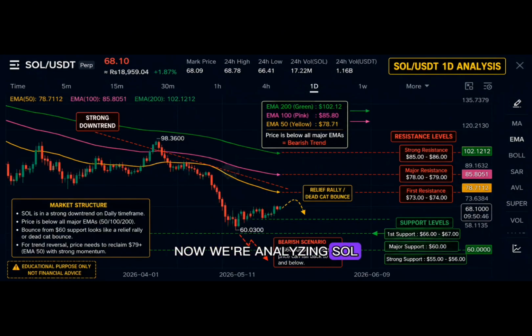Now we're analyzing SOL/USDT on the daily time frame. Market structure. Looking at the chart, SOL remains in a strong downtrend. The price dropped sharply from around $98.36 and found support near $60.03. Although we're seeing a small bounce from the lows, the overall daily trend is still bearish.